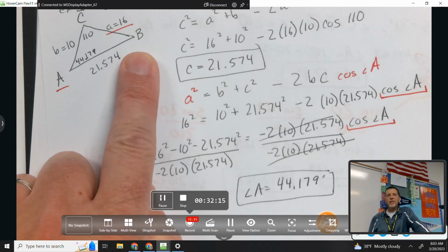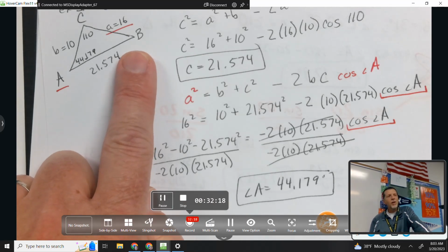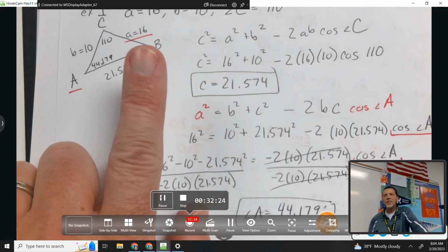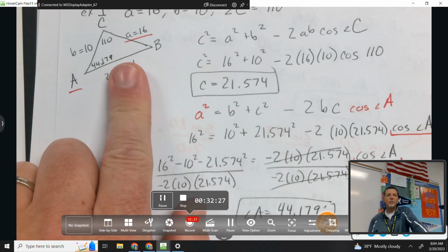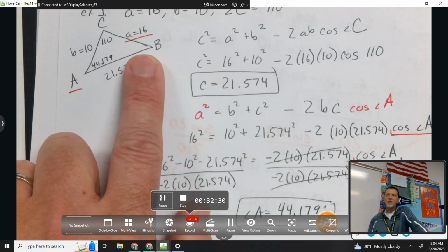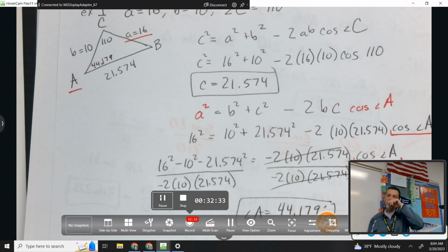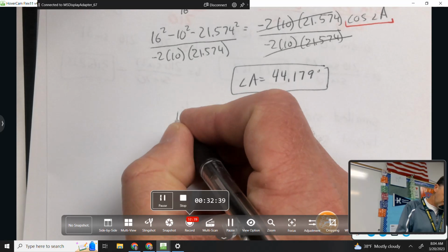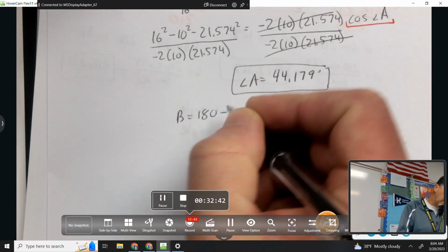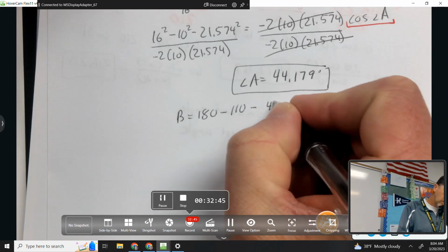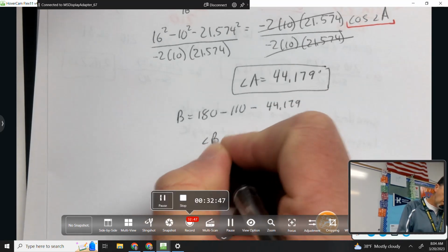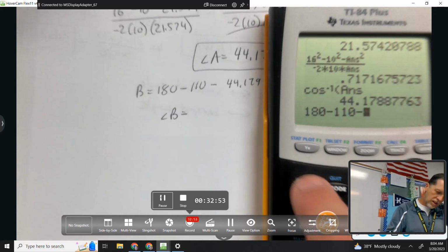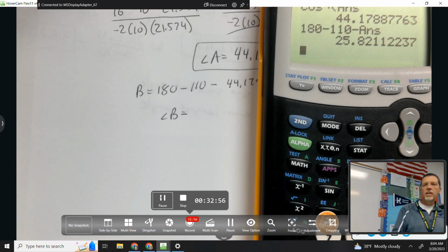There are two options to finding angle B. One of the options is to do the law of cosines with b squared equals all of the other stuff. But what's the easier option for finding angle B? Even easier than law of sines. Subtract from 180. So angle B is 180 minus the other two. .821.